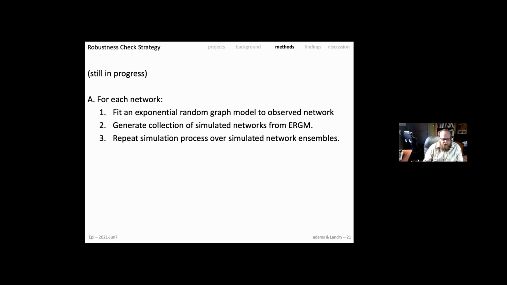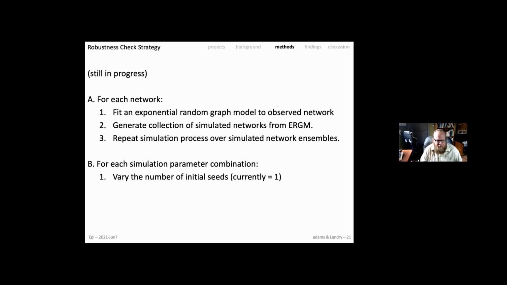And then we're going to repeat the same simulation process over these simulated network ensembles instead of over a single network at a time. That's more complicated than it sounds. Part of the reason that it's in process is figuring out exactly step one is going to take a minute.